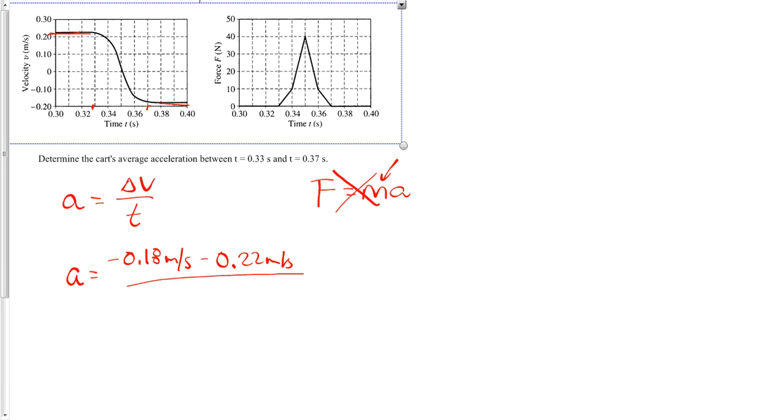Point 0.04 seconds. And what'd you solve for the acceleration? Negative 10 meters per second squared. And it should be negative because the acceleration is in the opposite direction of which way the car was initially going.